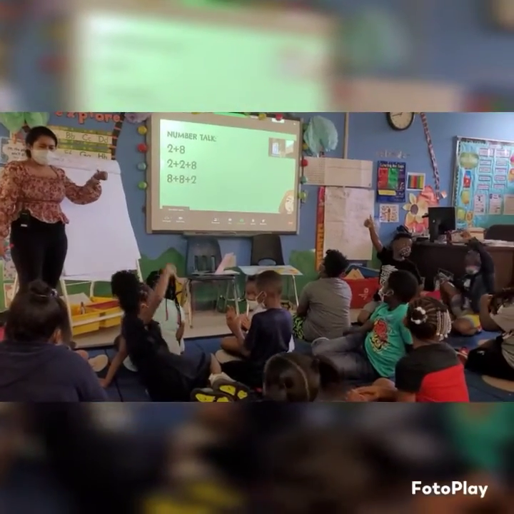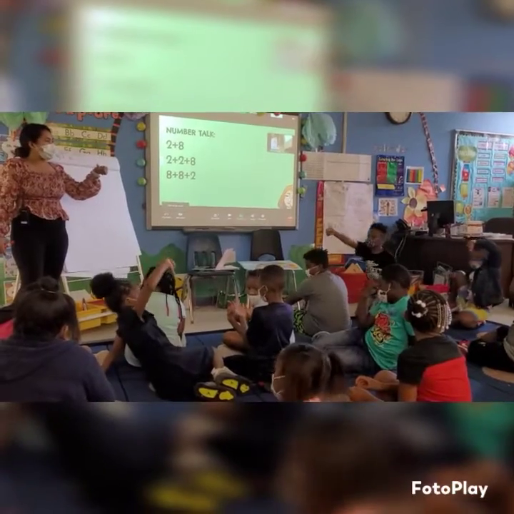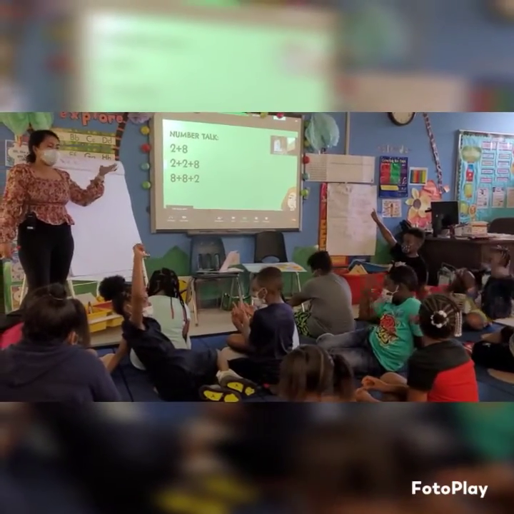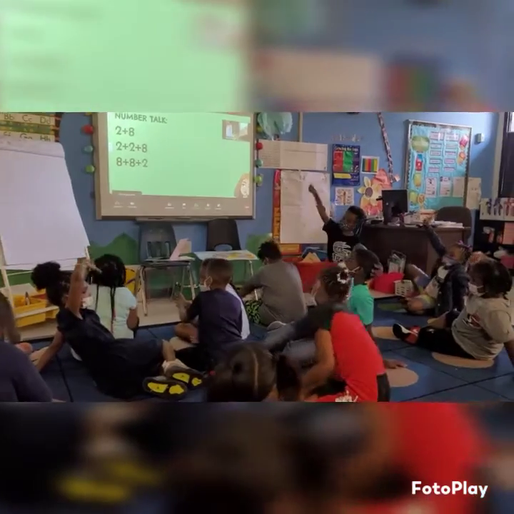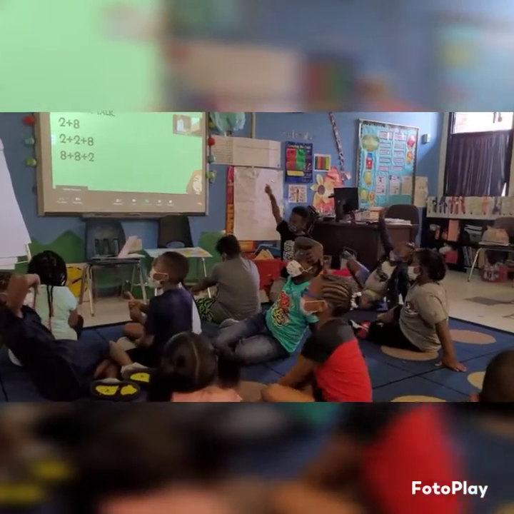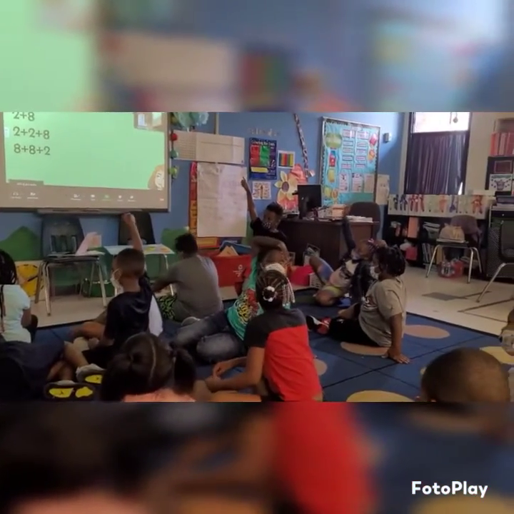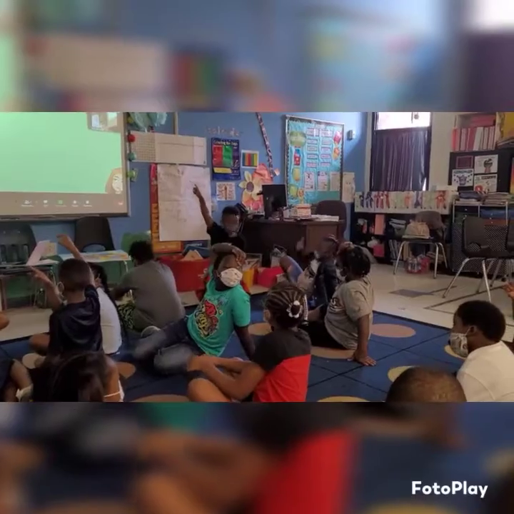I know it's 10 or 9. So can anyone tell me another strategy? Yes, you have another strategy? You do 2 plus 8. 2 plus 8 is 10. Okay. Oh, you have four ways? Okay, go ahead. How do you know it's 10?